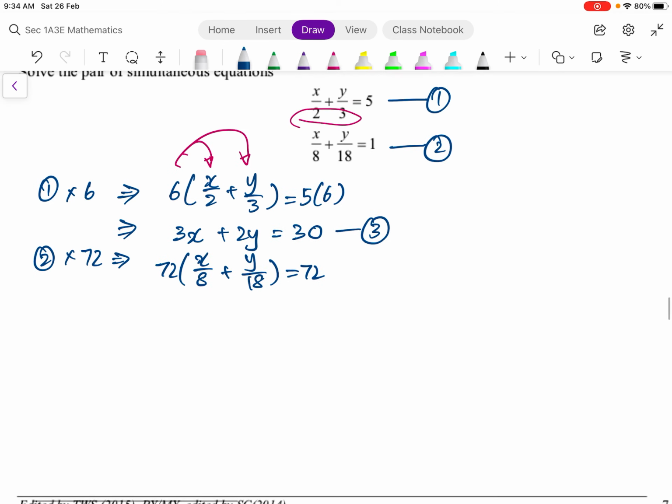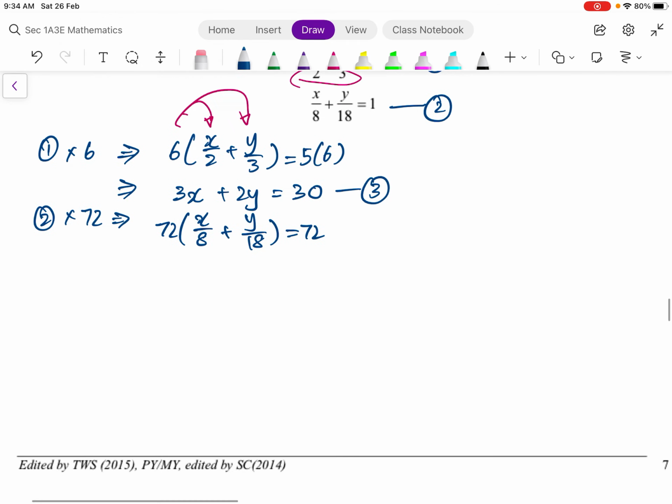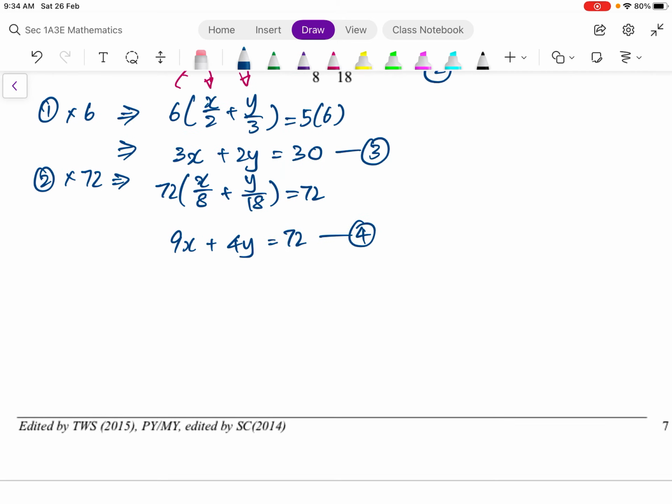Okay, instead of multiplying by the LCM, you can go ahead and make the denominators the same, cross multiply, you will still end up with the same result. So here we have 9x plus 4y equals 72. So equation number 4. Now we want to start the process of elimination. So we compare, okay, we've got 3x versus 9x. So yes, we can take our equation 3 multiplied by 3 in order to eliminate the 9x's.